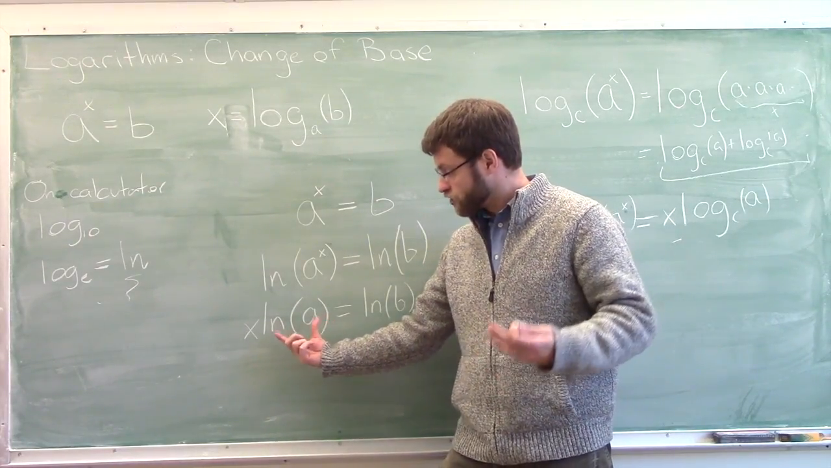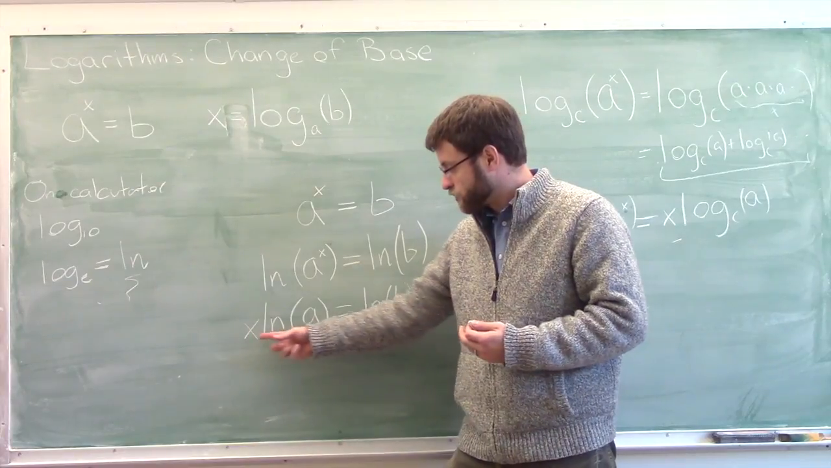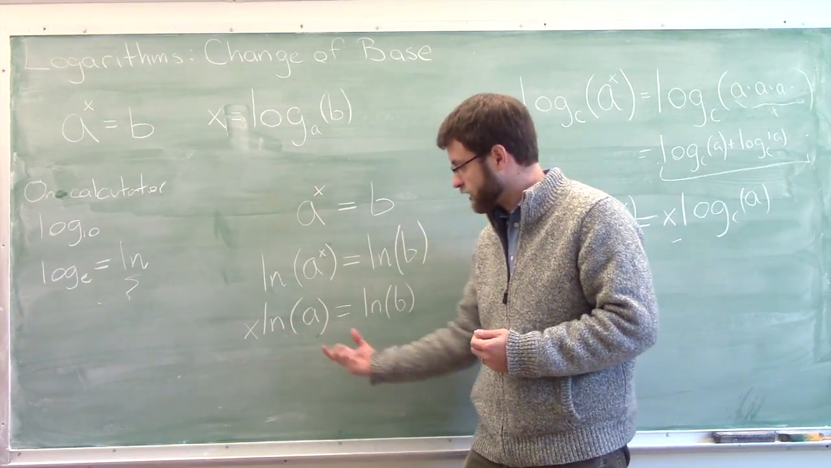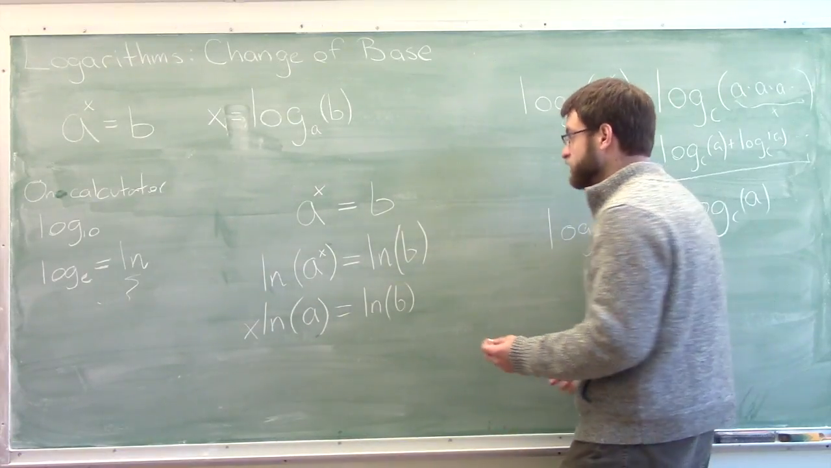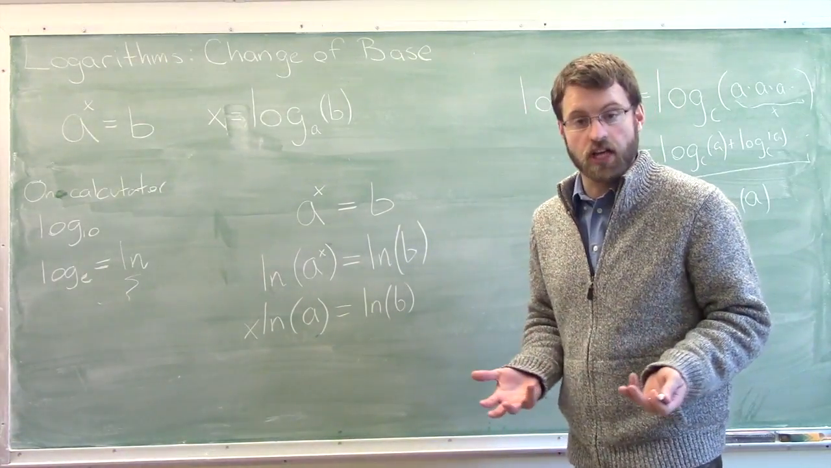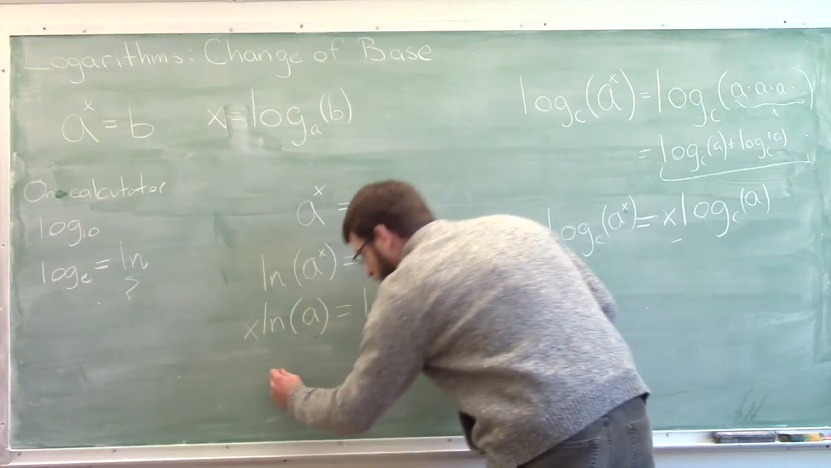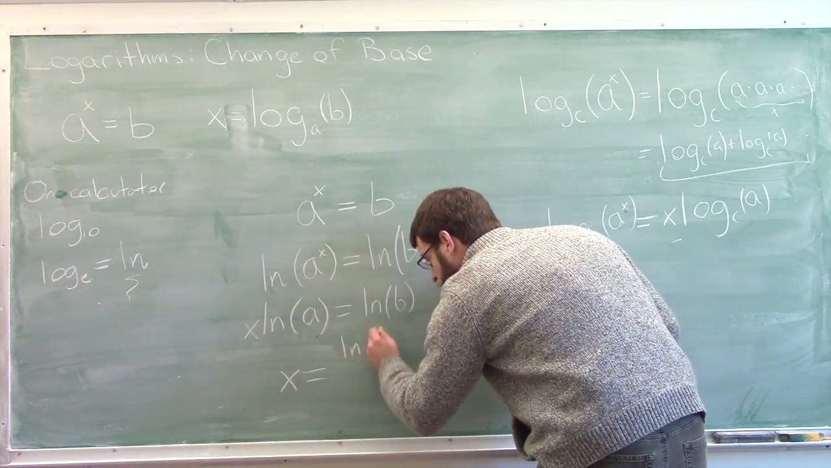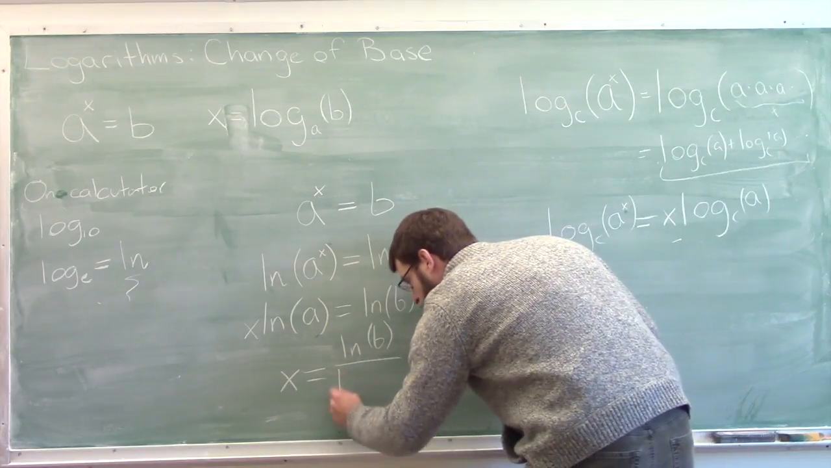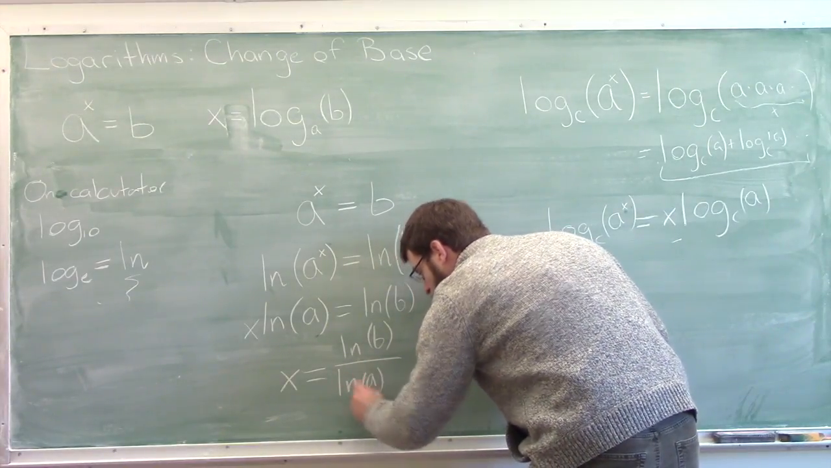Okay? So to solve this, to finish this process, we just need to divide by the coefficient of x, which is this number, the log of a. So this brings us to what's sometimes called the change of bases formula. We find that x is equal to the natural log of b divided by the natural log of a.